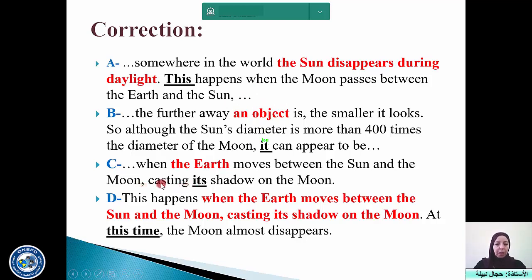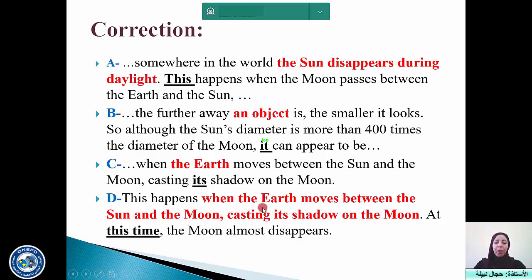The next one is casting its shadow on the moon. So what casts the shadow on the moon? It is the earth. The earth casts the shadow on the moon and causes the lunar eclipse in this case, I think.